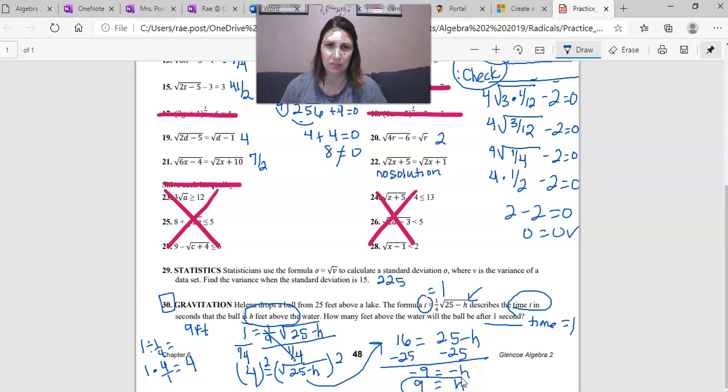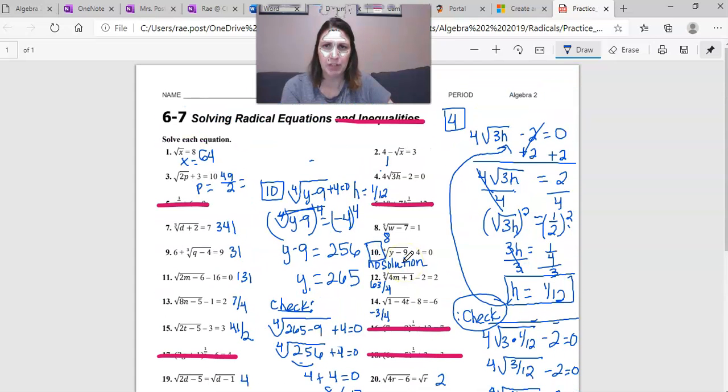So the answer to how many feet above the water will the ball be after 1 second? It will be 9 feet above the water. So there you go. There's a word problem. And the one above it was really quick too. You guys could try that one. You get 225. Anyway, here are the problems for you guys to check and to work on. If you need anything else, just let me know.